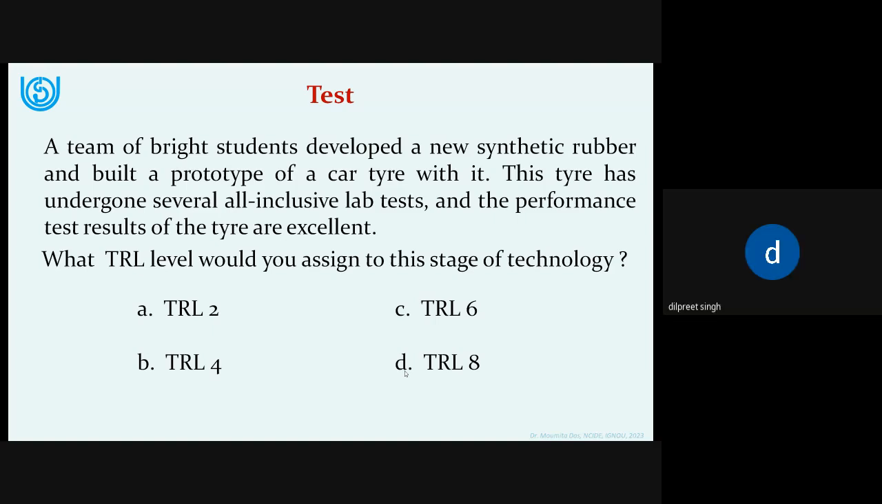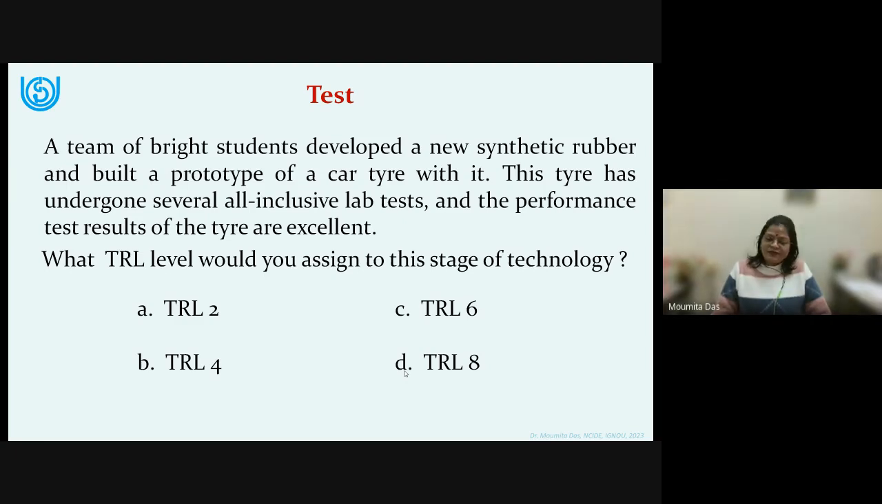The lab tests and performance test results of the tire are excellent. That means they are showing that the stage of the product is prototype demonstration. Okay, I'll take that. So those who have said TRL 6 are absolutely right. The keywords here are the prototype and all-inclusive lab tests. I need not say more than that. So it is TRL 6 because the prototype is tested in the lab and it has passed the test.